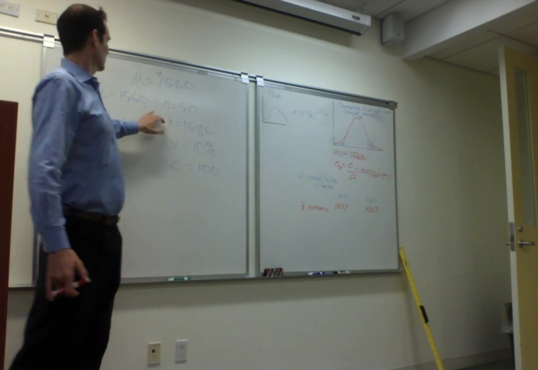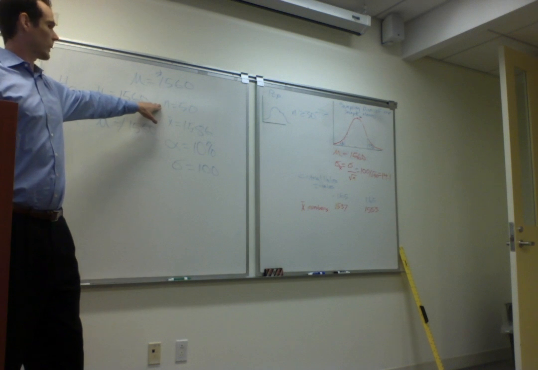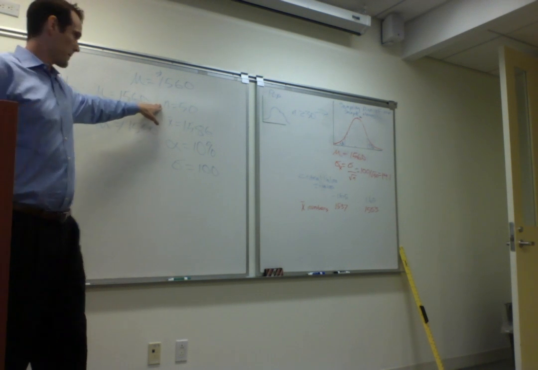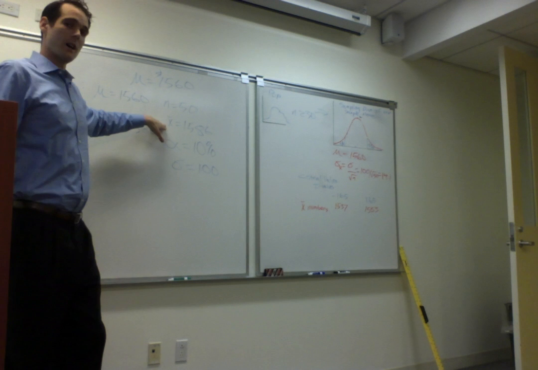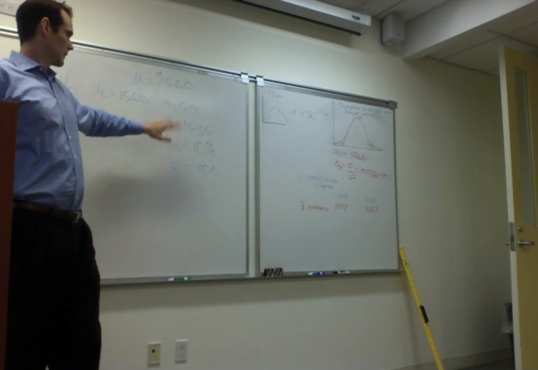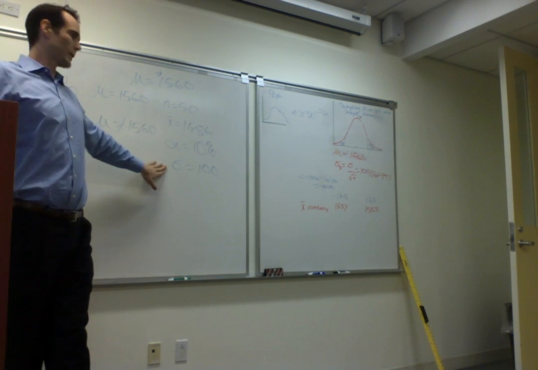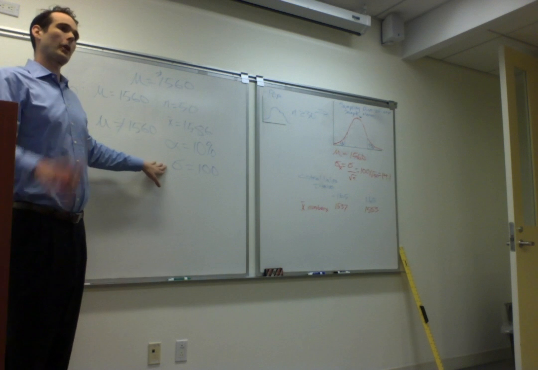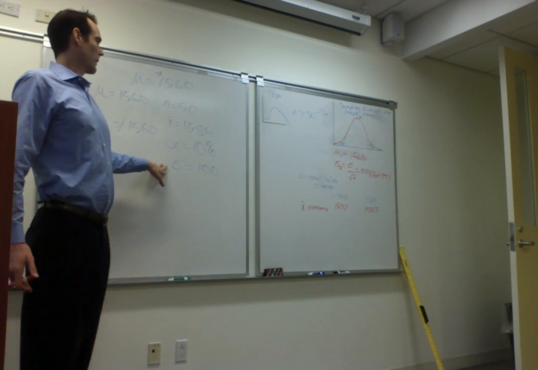Then we went out and we took a random sample of 50 apartments. We got a sample mean of 1586. And we know the population standard deviation of 100. We're assuming we know that. We'll talk about what we do if we don't in a moment.